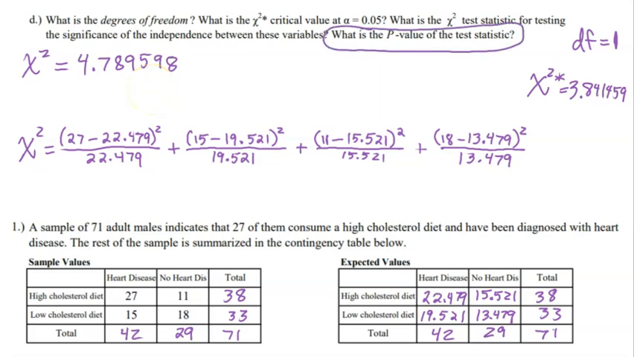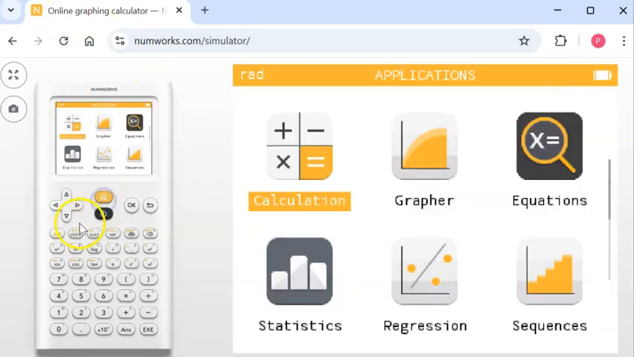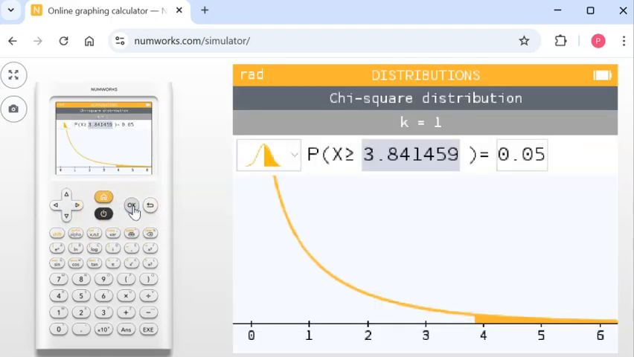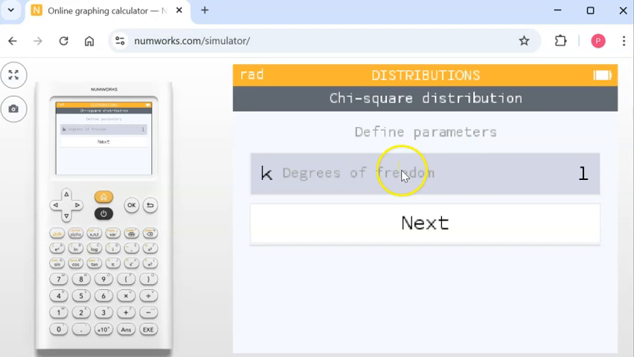Okay? All right, and then we have one thing left. It says, what is the p-value of the test statistic? And to get the p-value of the test statistic, we're going to go into the distribution, the same place where we went to get the critical value. We're going to plug in 4.789598. Okay, so we're going to go down to distributions. It looks like we still have degrees of freedom. It's still chi-squared. Degrees of freedom is 1.